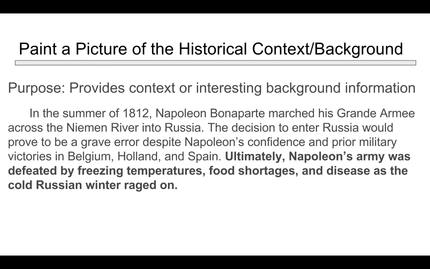So here's an example. "In the summer of 1812, Napoleon Bonaparte marched his grand army across the Niemen River into Russia. The decision to enter Russia would prove to be a grave error despite Napoleon's confidence and prior military victories in Belgium, Holland, and Spain. Ultimately, Napoleon's army was defeated by freezing temperatures, food shortages, and disease as the cold Russian winter raged on."